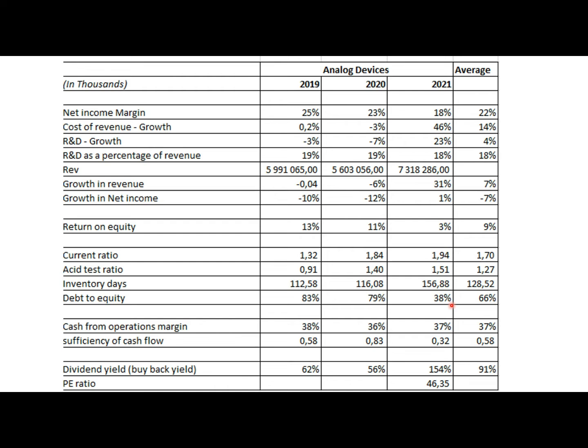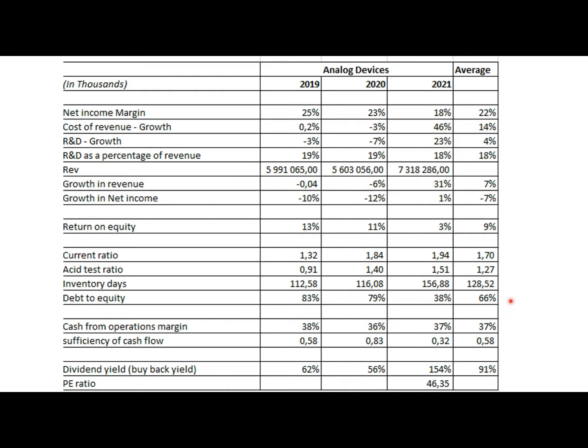So industry average is about 126%. AD's average is about 66%. So that is very, very good. It shows that AD has been strengthening its balance sheet by reducing debt. Very, very good.